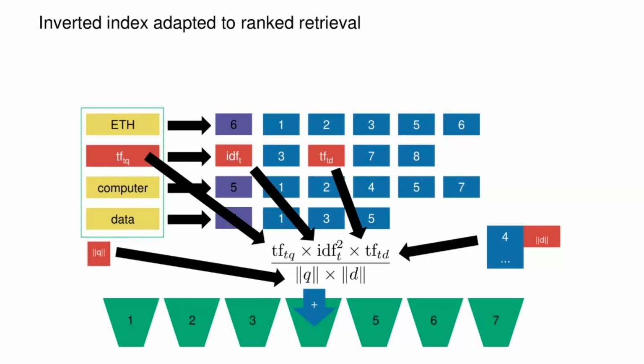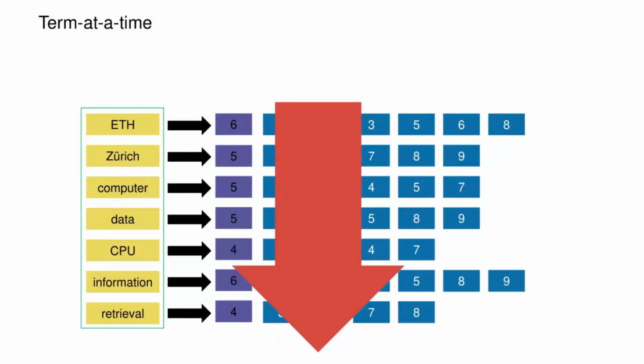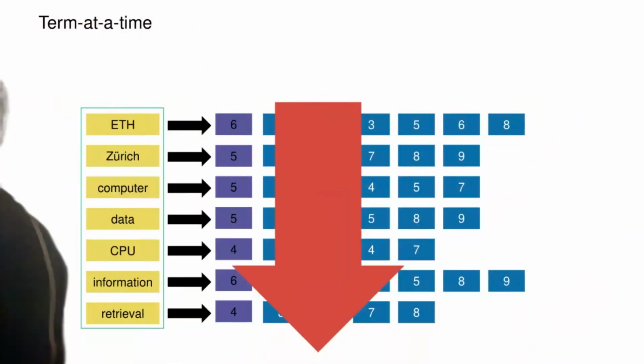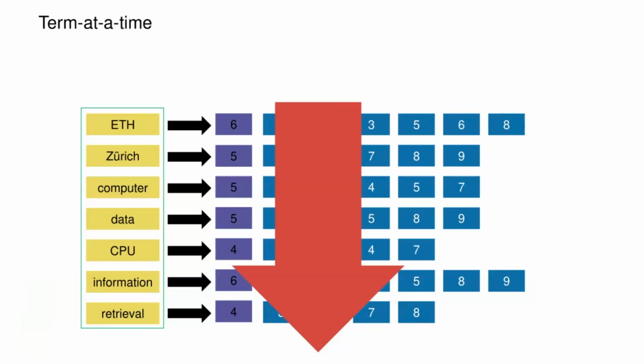Now, how can I do that? Well, there are two strategies, because remember, it's bidimensional. We have to sum over the terms and go over the documents. So we can do it in 2 ways. Either we do it term at a time, meaning that I take a term and then I accumulate all documents, or document at a time, meaning that I take one document, I process all the terms, then I move on to the next document and so on.